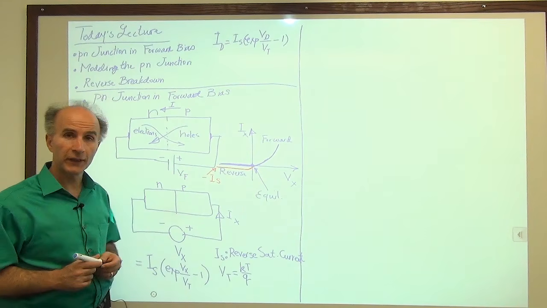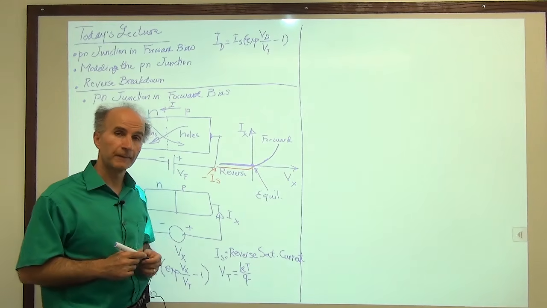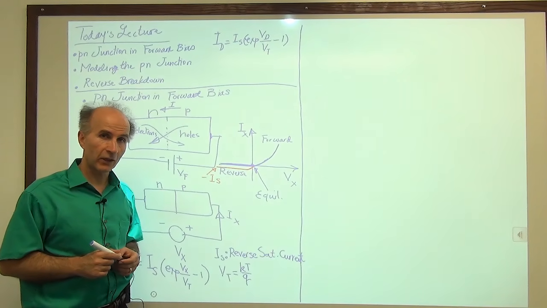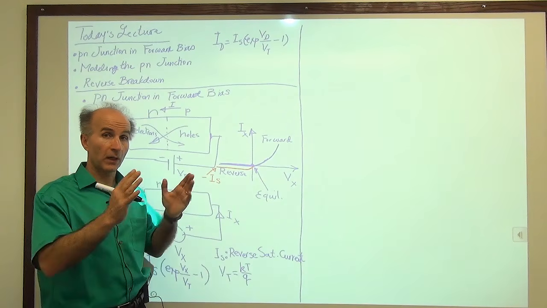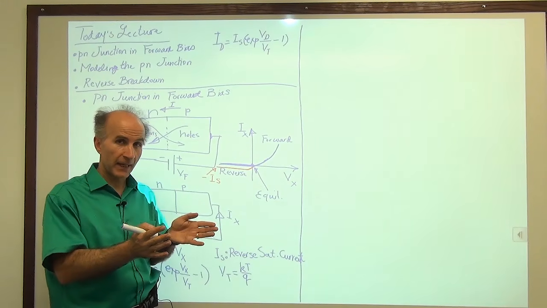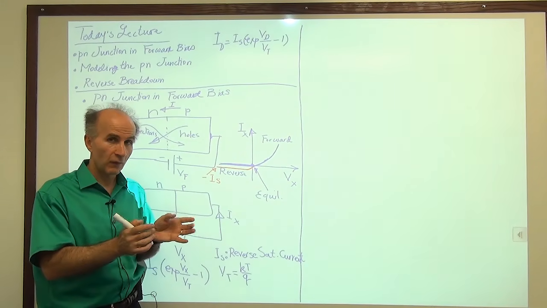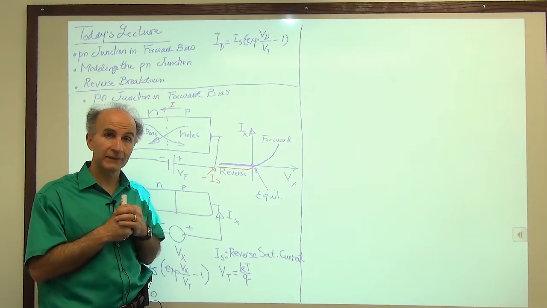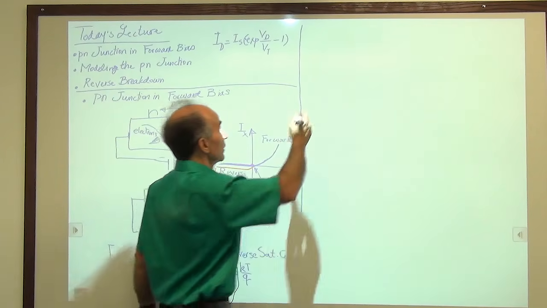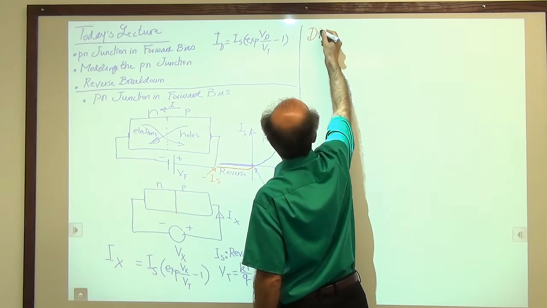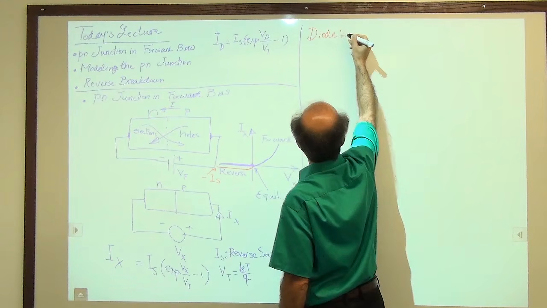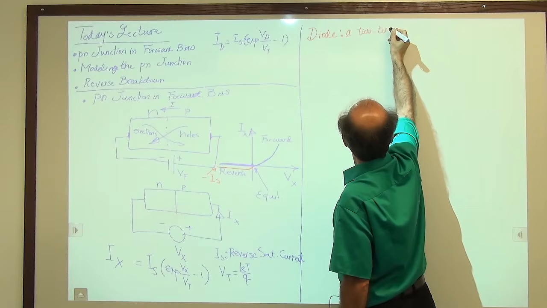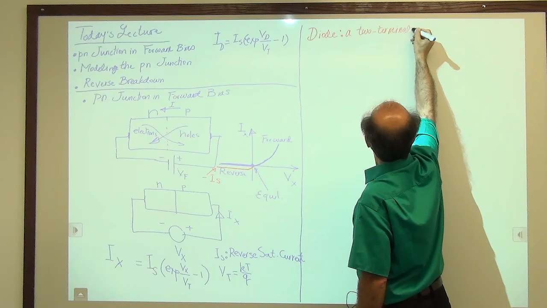Now let me introduce one term that we will be using from now on. If we have a device that carries a current for, let's say, positive voltages across it and doesn't carry a current for negative voltages across it, that device is also called a diode. So a diode is defined as a two-terminal device, so just like a resistor, except that it's a very strange resistor.